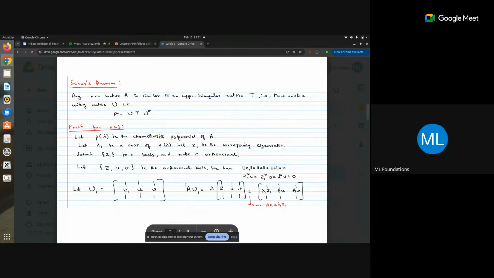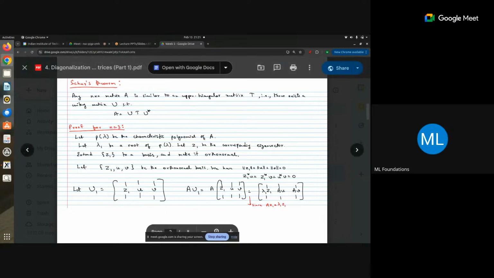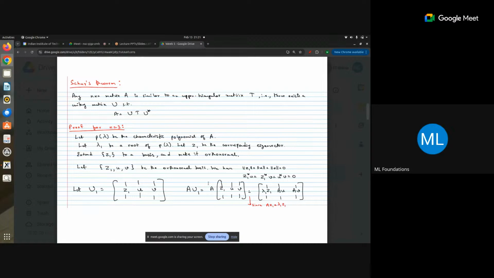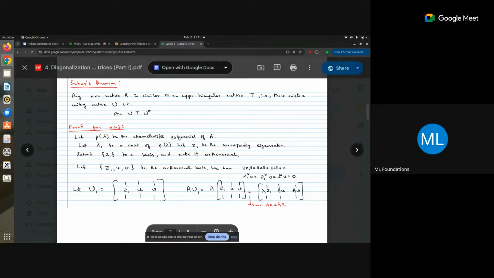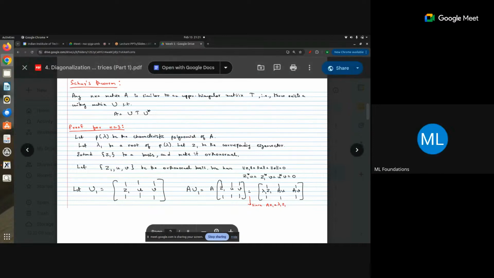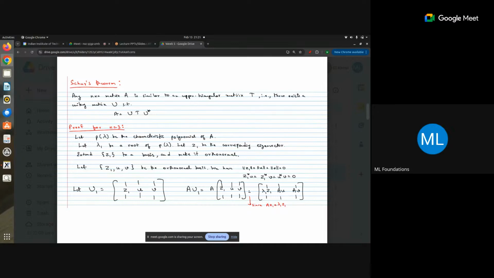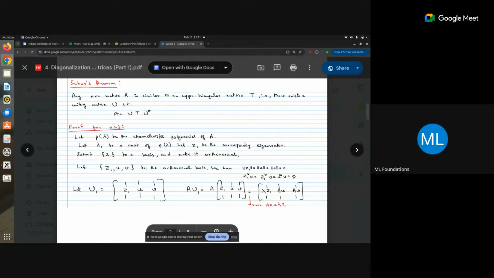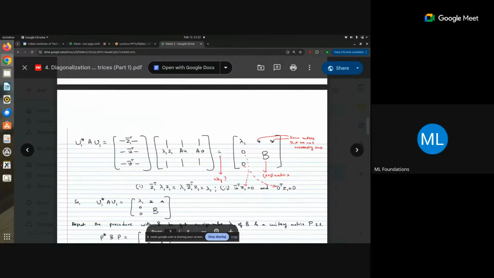What is next? A into U1 is equal to what? Basically, if I multiply A with this U1, I'll get AZ1, AU, and AV. Is this part fine? Yes. Okay, so AZ1 I can write as lambda 1 Z1, because from the eigenequation, AZ1 equals lambda 1 Z1. So the first column will become lambda 1 Z1. The other two columns will remain as AU and AV.